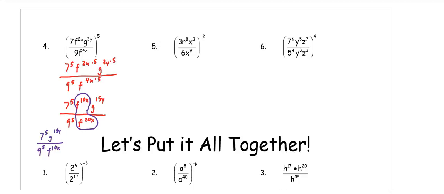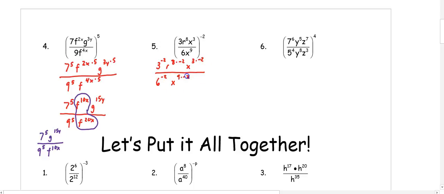Number 5, I'm going to multiply all of my exponents by negative 2. 3 to the negative 2, r to the 8 times negative 2, x to the 3 times negative 2, all over 6 to the negative 2, x to the 9 times negative 2. So when I multiply my exponents, I notice that they're all negatives. Which means that they need to change the level of the fraction they're on. So everything in the numerator is going to have to move to the denominator. Everything in the denominator needs to move to the numerator.